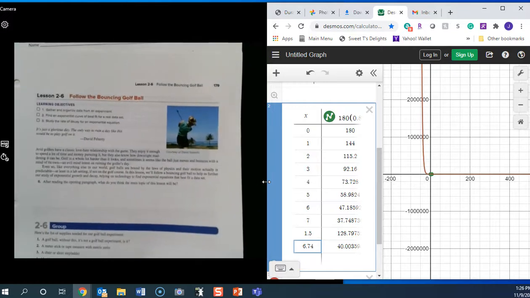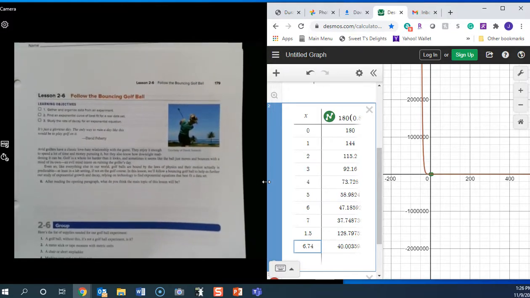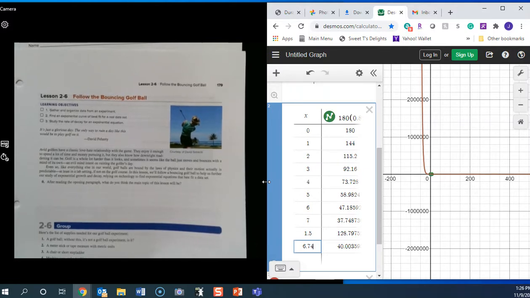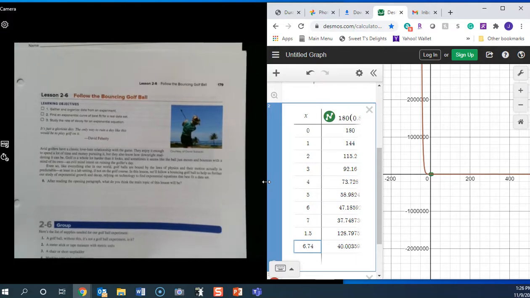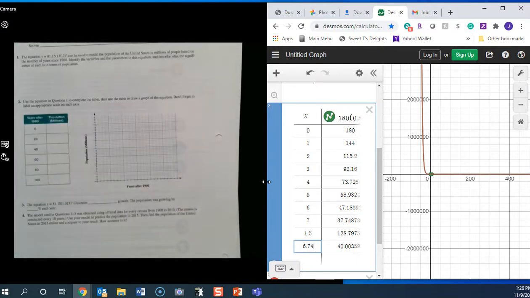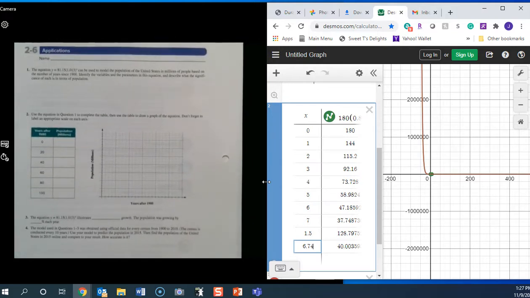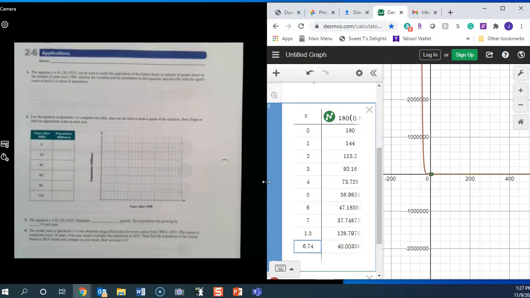Okay, 2.6 title is on page 179. It says, follow the bouncing golf ball. Learning objective: gather and organize data from an experiment, find an exponential curve of best fit for a real data set, and study the rate of decay for an exponential equation. Now, on page 188, the reason we're not doing the full 2.6 is because we're not meeting face to face. We're meeting online. So we're not able to do the experiment like we would if we were face to face. But we can do some of the problems on the next two pages, 188 and 189, for section 2.6.